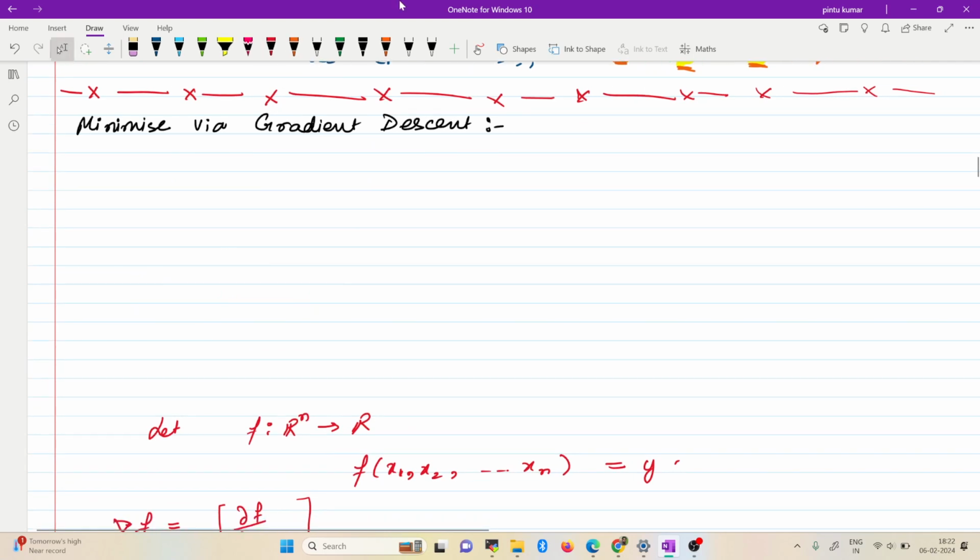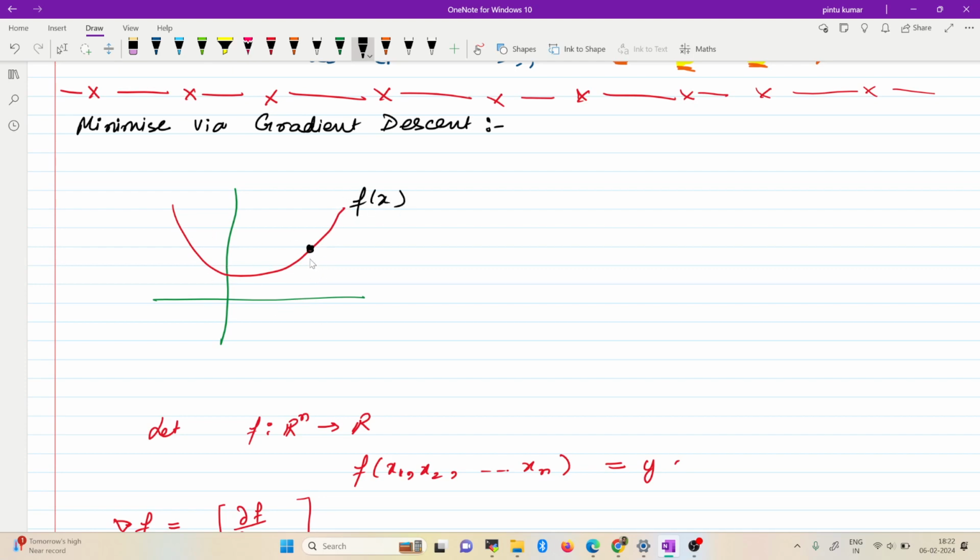So let's say you have a function of this sort. I should have used a different color. Let's say this is your function and you're standing at this point right now. You want to minimize this function. Let's say this is f of x and somebody gave you this as your initial guess. You don't have much information about this function and he's asking you to minimize it.